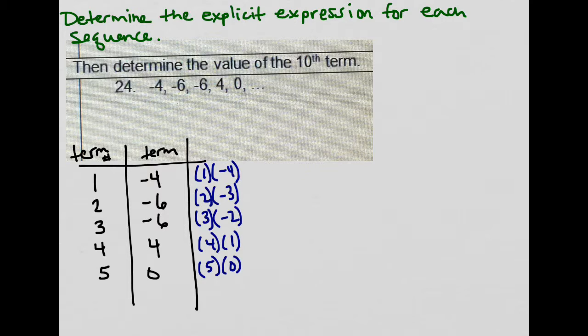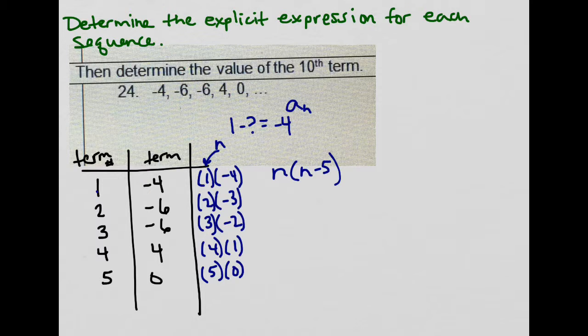So then I'm going to look at that, and this is my n, if I'm looking at an a sub n. So I'm going to say that this is n times, and how did I get from 1 to -4? So 1 minus what gave me -4? Well, 5. So does that work for the rest now? So if I take 2 and subtract 5, yep, I do get -3. So this means that my sequence, my a sub n, is going to equal n times n minus 5. So I just took my n term and subtracted it by 5 to get this.